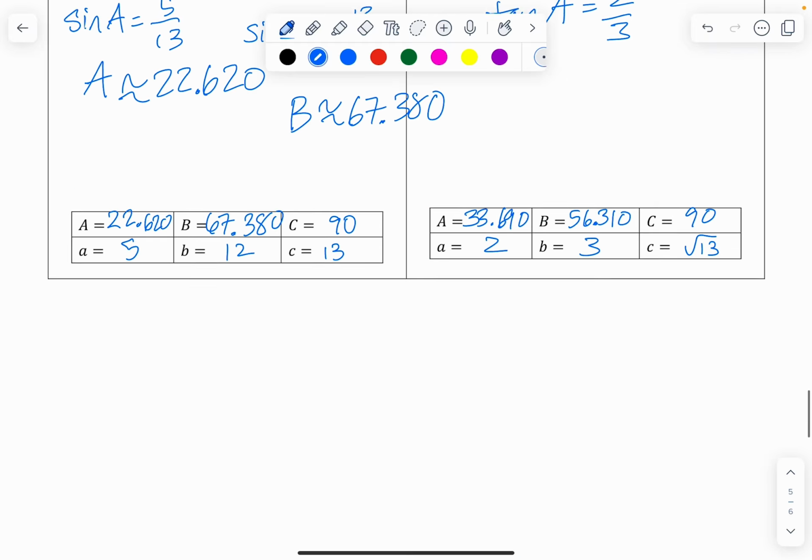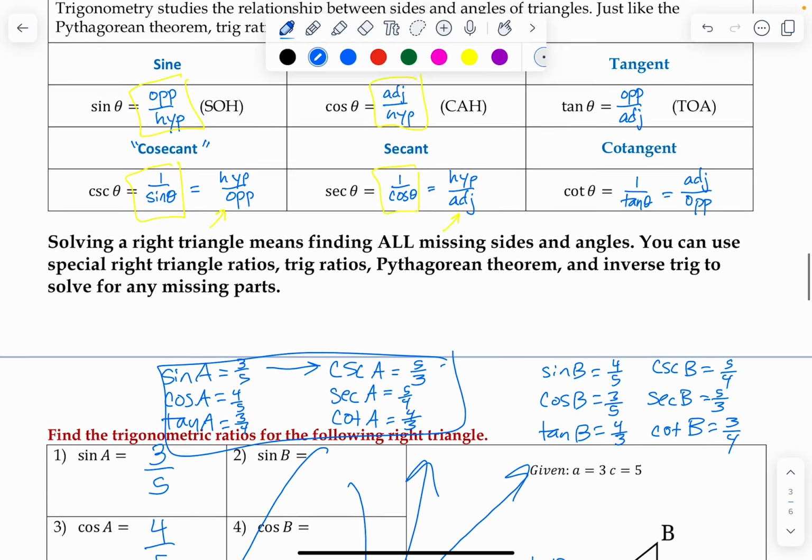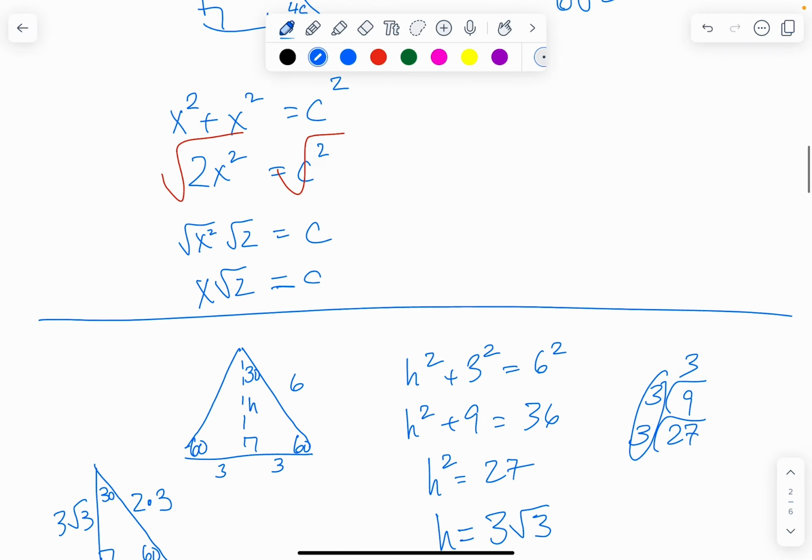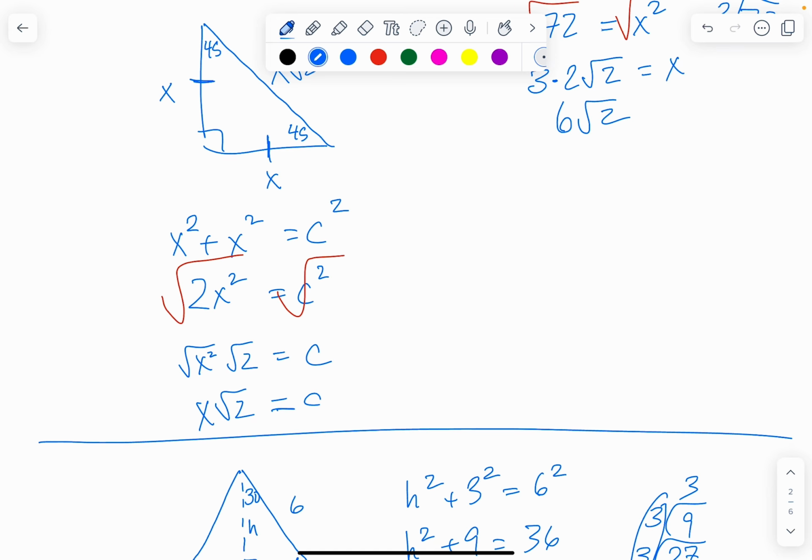All right. You have to practice all things right triangles because they are the foundation for the rest of the year.